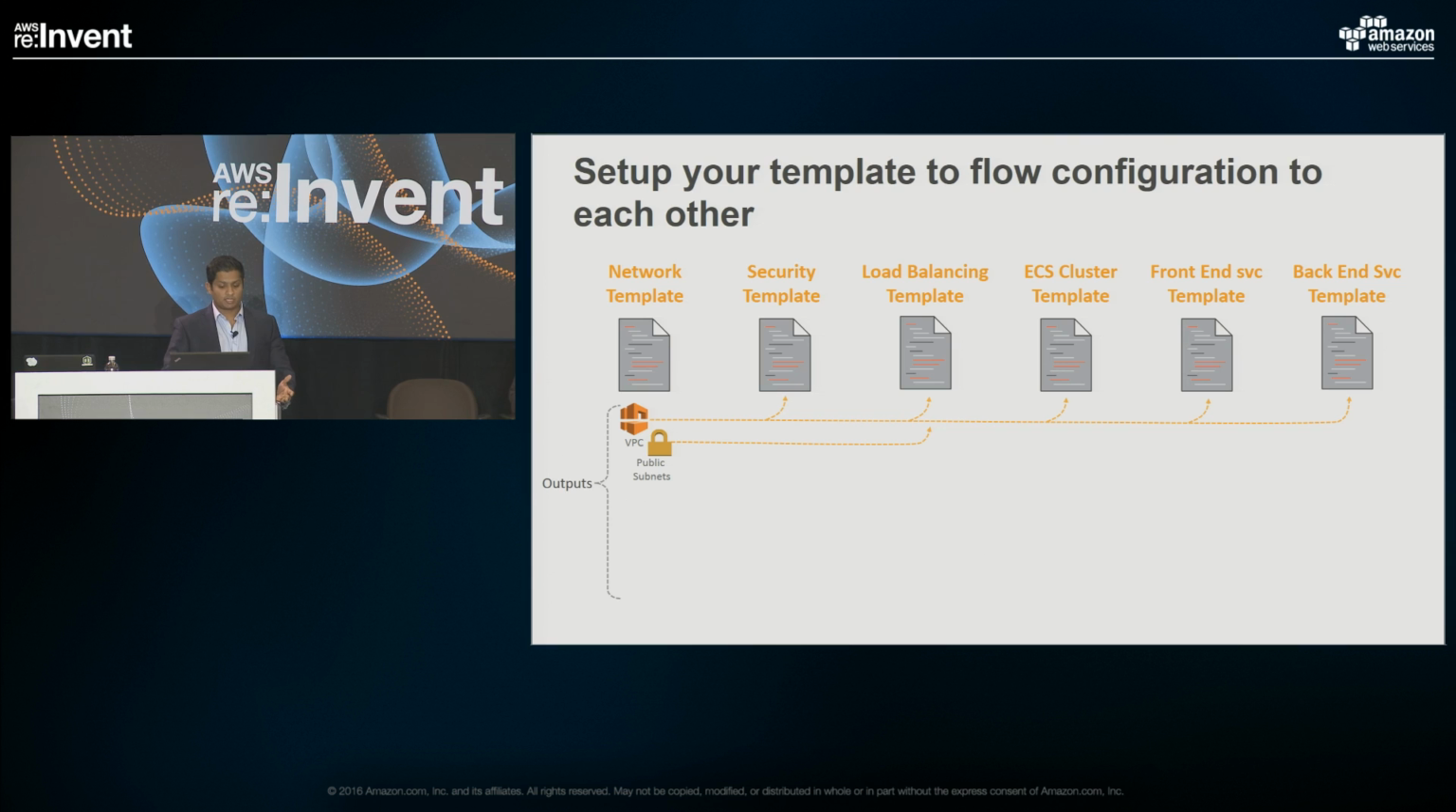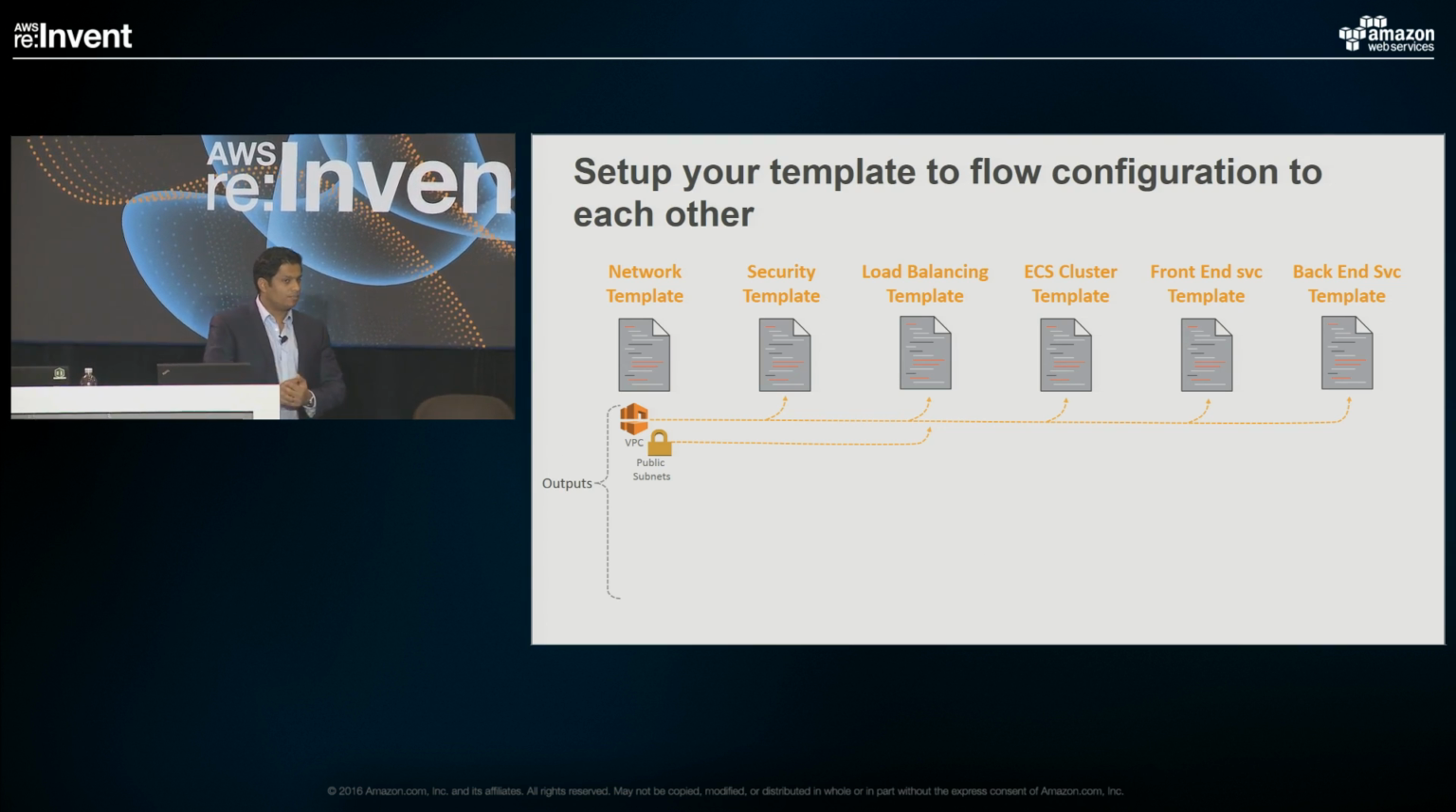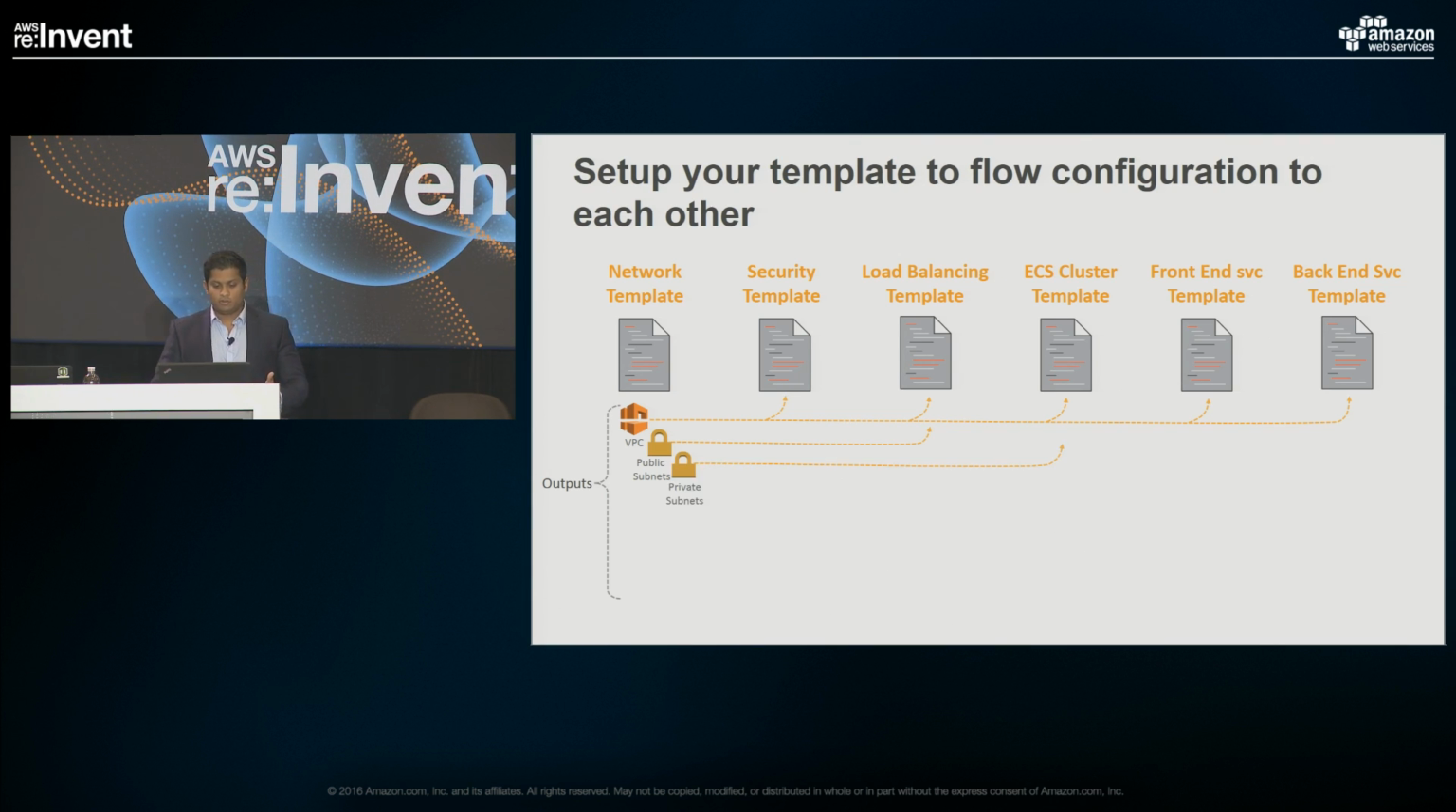You'll need public subnets, and the load balancer is created and deployed into the public subnet. So the load balancing template will need that value. You'll need private subnets where your ECS hosts are deployed. The ECS cluster will need the value of the private subnets themselves. Your security groups, load balancer listener is needed by the front-end template, and the DNS name for the back-end template.